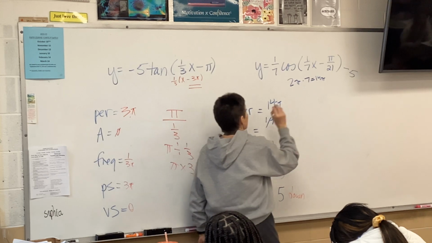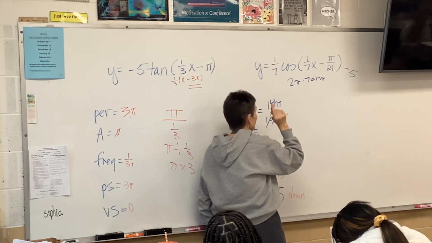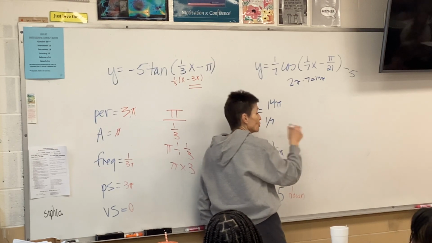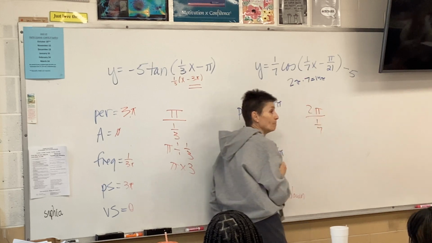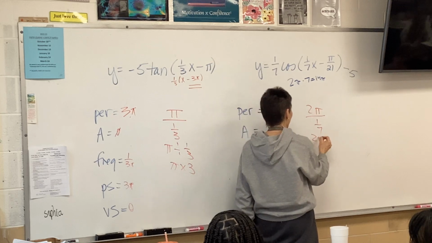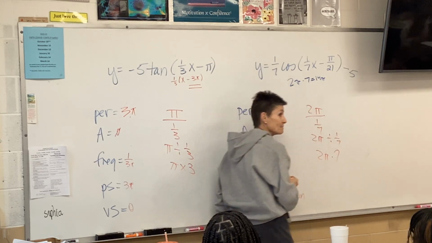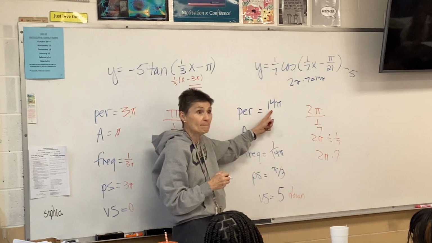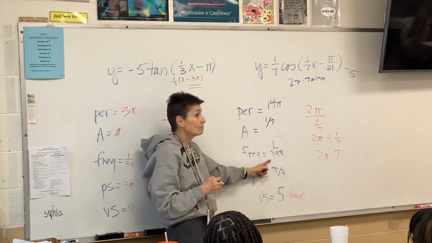Okay, now the rest of it. Here we go. The normal period of a cosine is 2 pi. But this one's been divided by a 7. So 2 pi divided by a 7 is 2 pi times 7. He said his period is 14 pi. So his frequency is 1 over 14 pi.